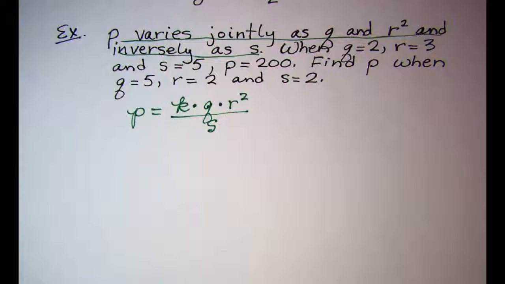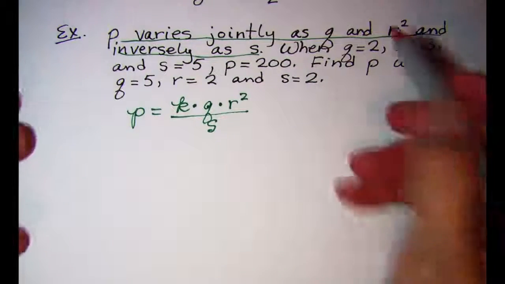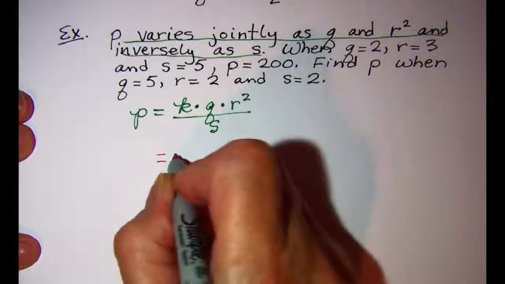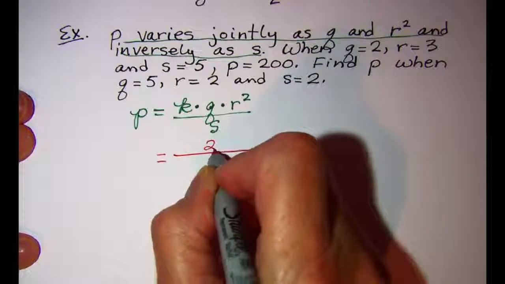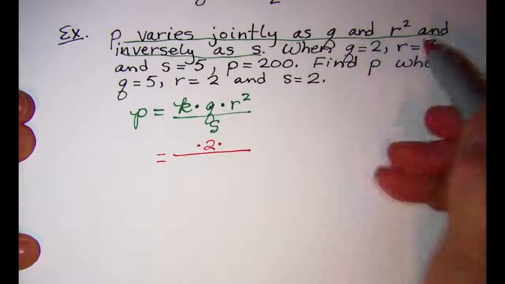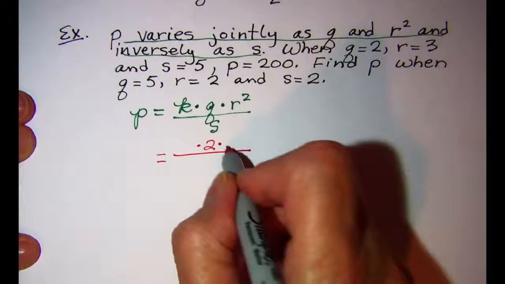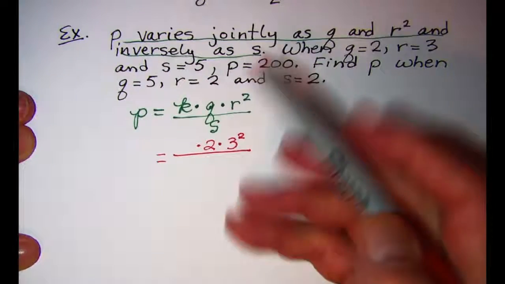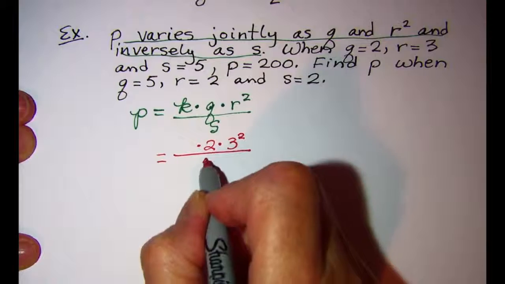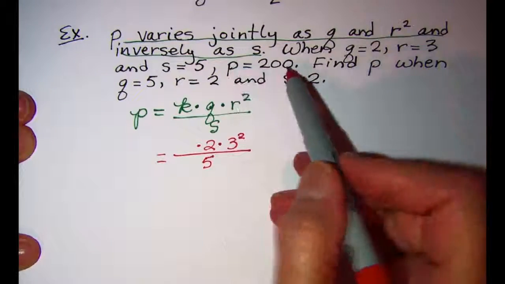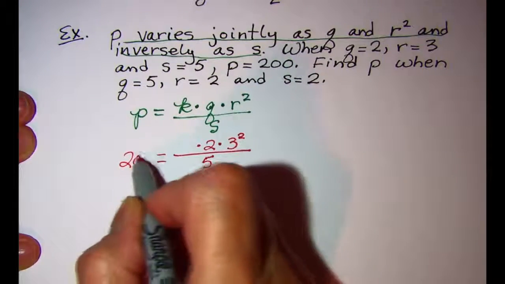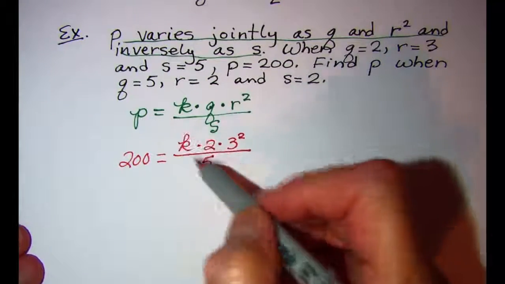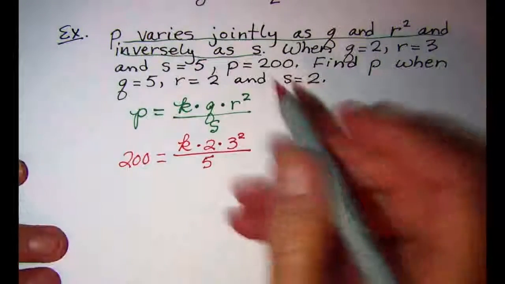Then we're given our information. When Q is 2, R is 3, and S is 5, P is 200. So now we have numbers in all the spots except for K. We can solve for K.